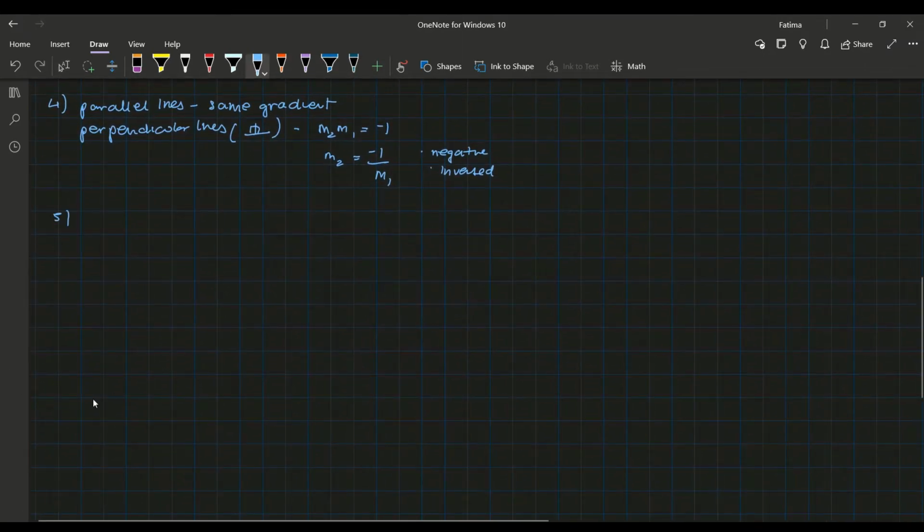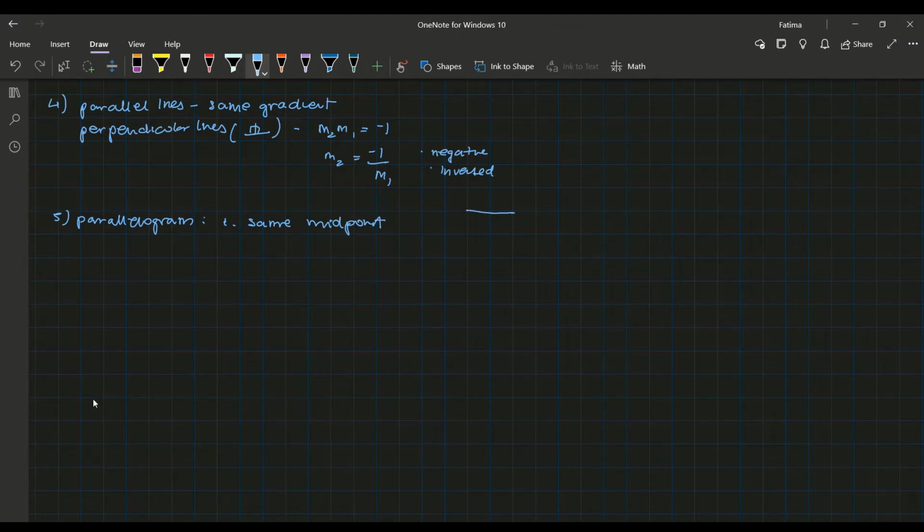Now the next property you should know is for parallelograms. So the first one is that they'll always have the same midpoint. As in, if I sketched one right now, here this midpoint would be the same between the two corners. And opposite sides have the same length.